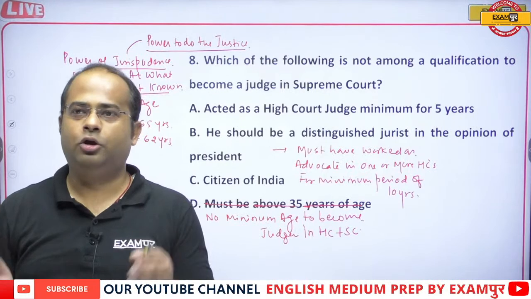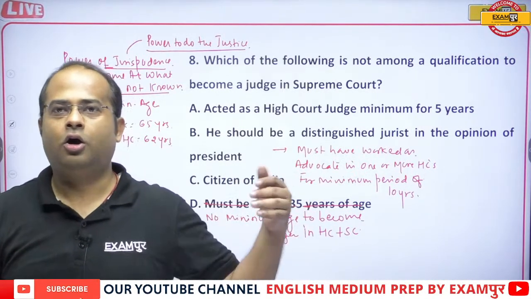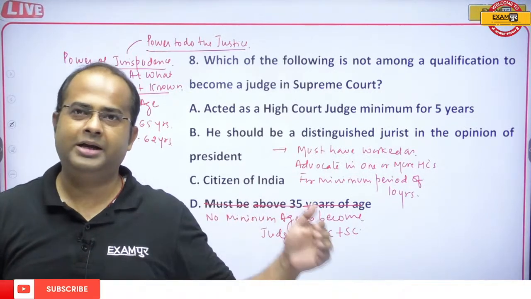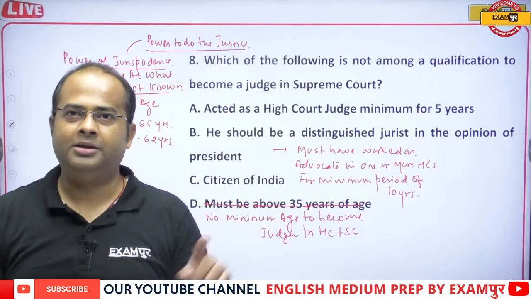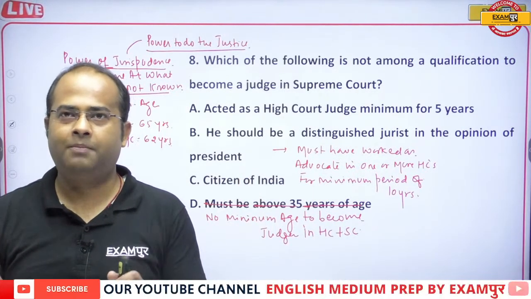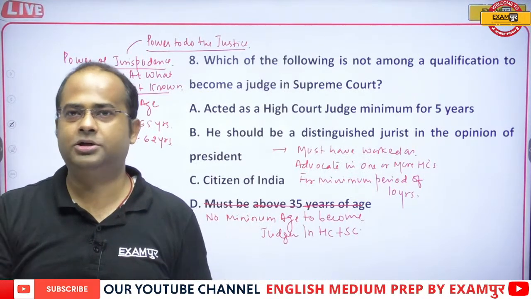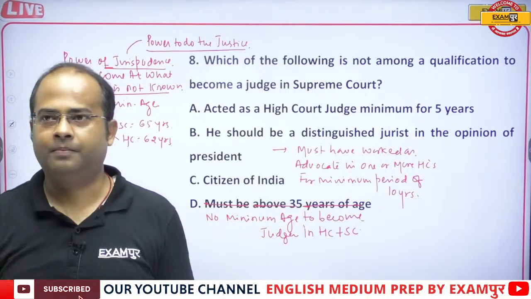If you are a law graduate, if you are just a law graduate, you have done BA LLB or you have done LLB, either 3 years or 5 years, it does not matter. If you have done LLB, then you are a lawyer, if you have just completed your law degree. So if you have studied law for 3 years or 5 years, depending upon the condition, then you are a lawyer.